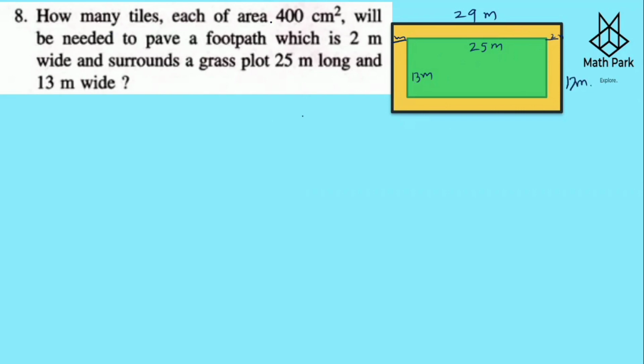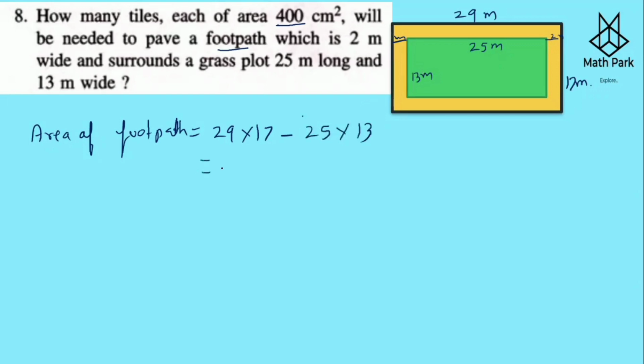So now, how many tiles each of this will be needed to pave a footpath? Okay. So we find area of footpath is equal to area of outer rectangle, that is 29 times 17, minus area of the inner one, which is 25 times 13. Multiply 29 times 17, you have to calculate, children. So 29 times 17, you get this as 493, minus 25 times 13, we get this as 325, and 493 minus 325, you get this as 168 square meters is the area of the path.